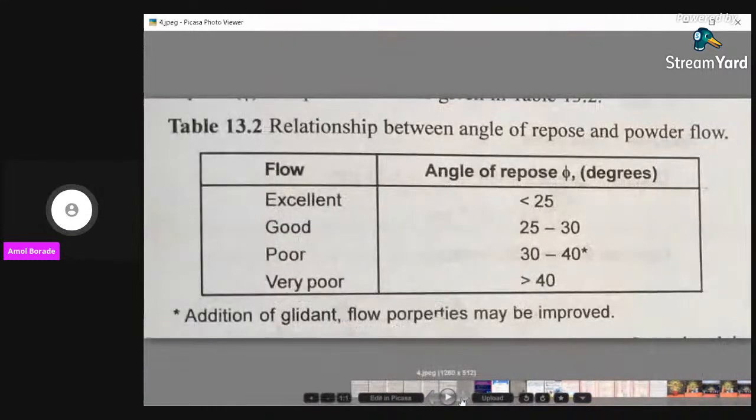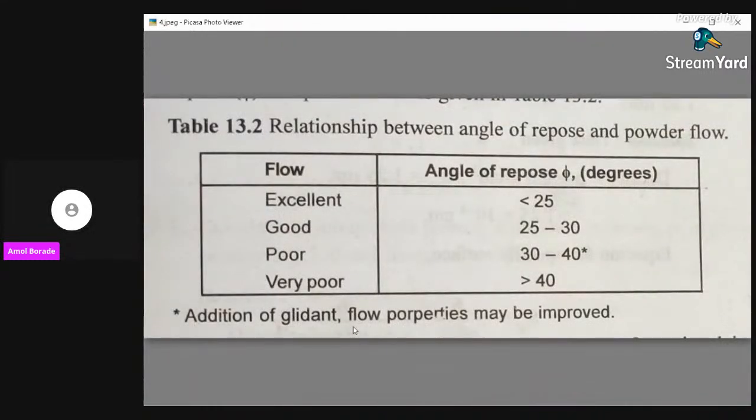Now, first I will show you this table. Have a look at this table properly. What do we want? We want the flow to be excellent.